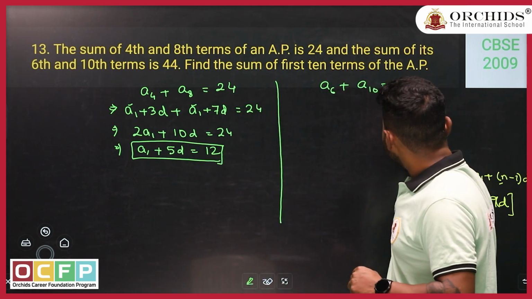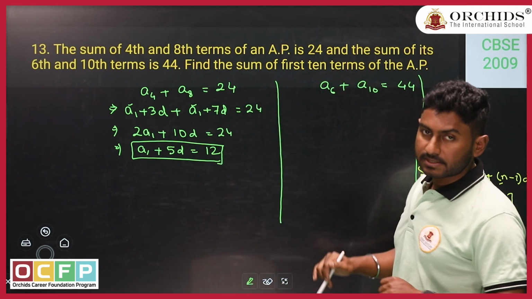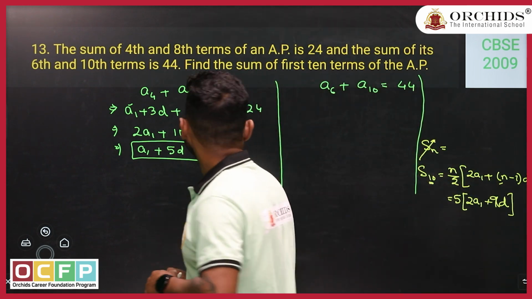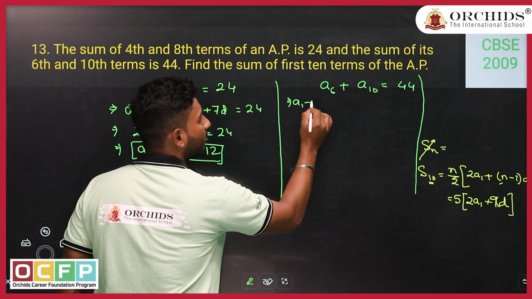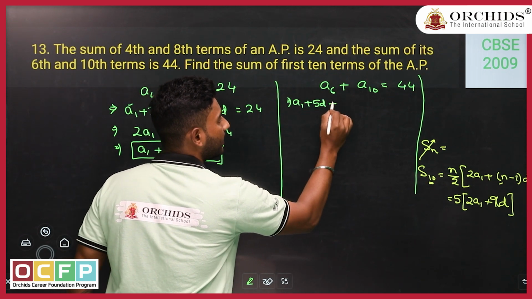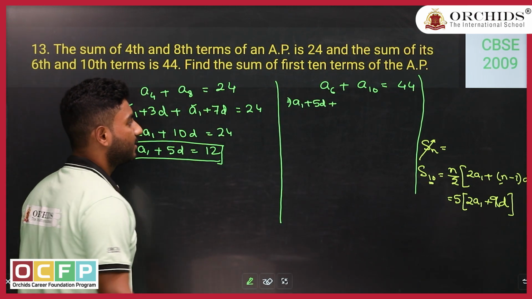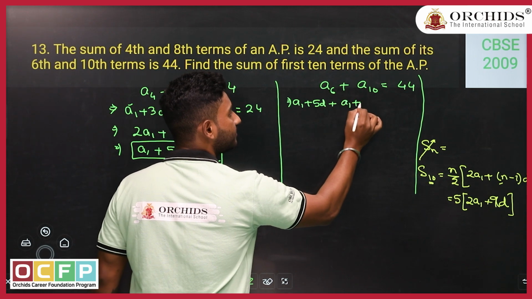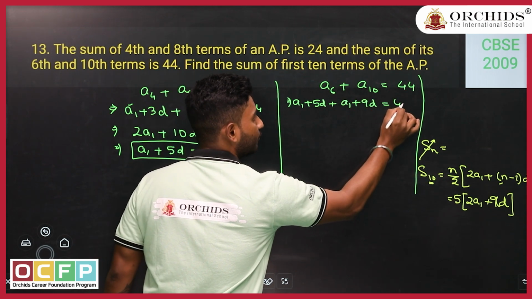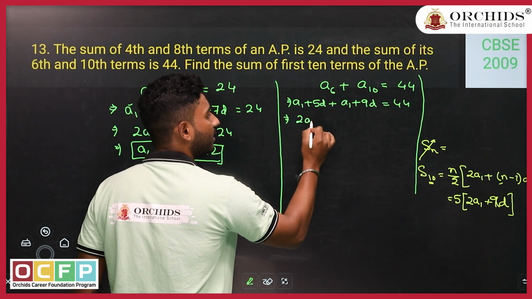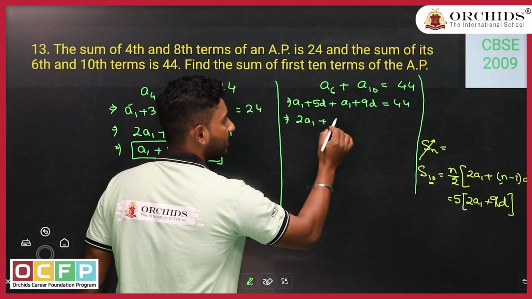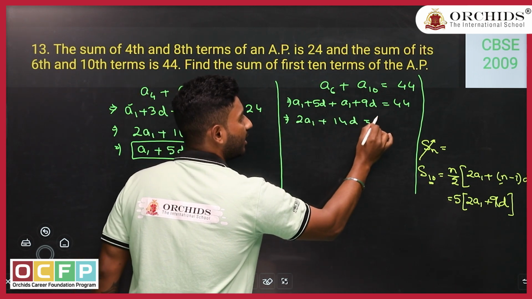Fine. Let us see what this particular equation gives us. Let us do this. What is A6? A1 plus 5D. What is A10? A1 plus 9D. That's equal to 44. Same way, A1 plus A1, 2A1. 5D plus 9D, 14D equal to 44.